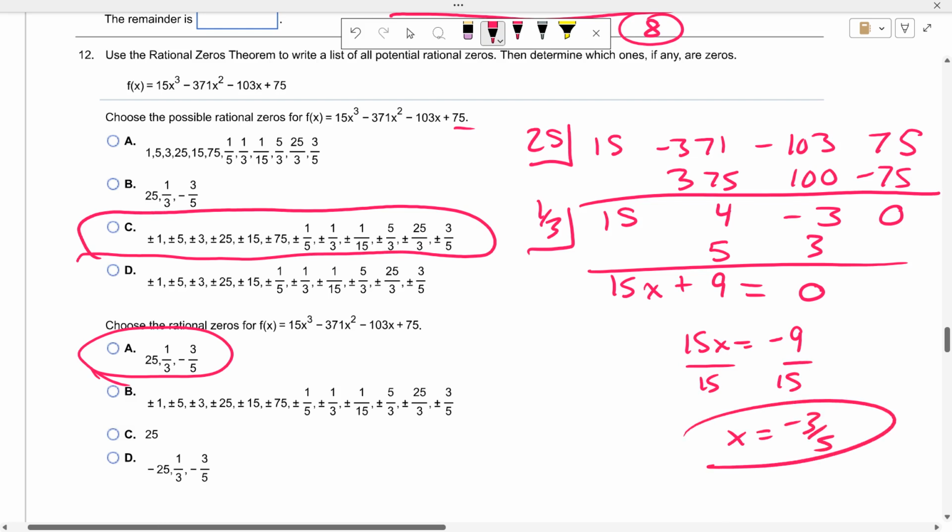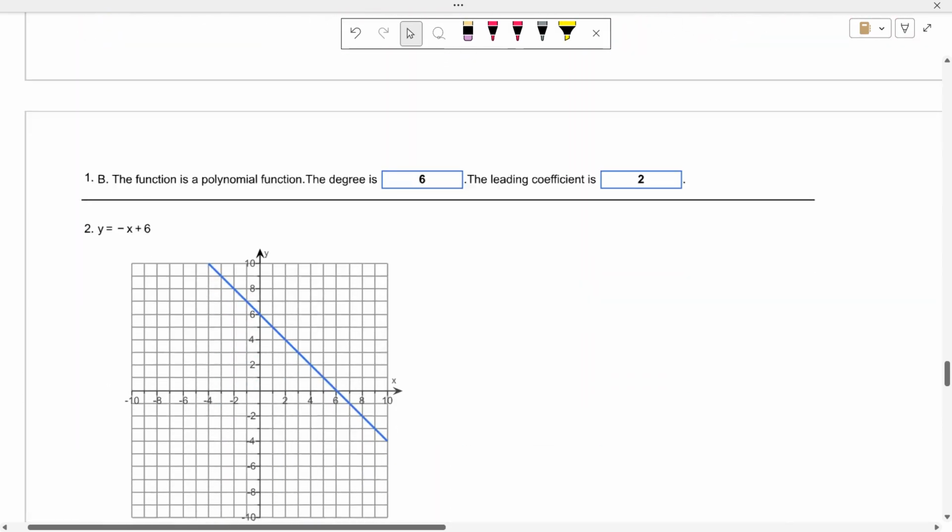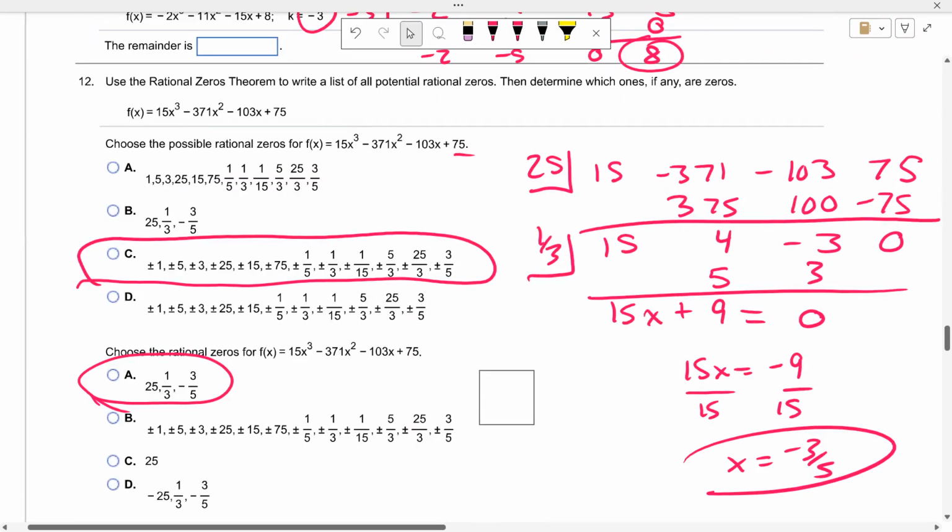All right. And that's it. Those are the 12 problems that you'll see on there. Okay? Nothing super spectacularly difficult. Just a good review of these 4 sections.